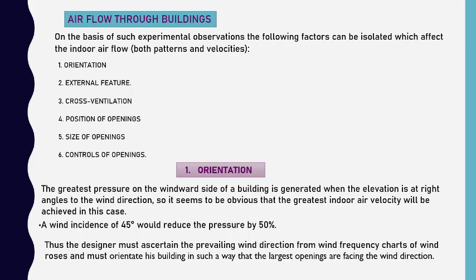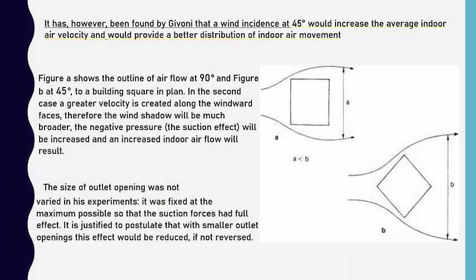Thus, the designer must ascertain the prevailing wind direction from wind frequency charts or windroses and must orient the building in such a way that the larger openings are facing the wind direction. However, it has been found by Givoni that a wind incidence of 45 degrees would increase the average indoor air velocity and would provide a better distribution of indoor air movement.